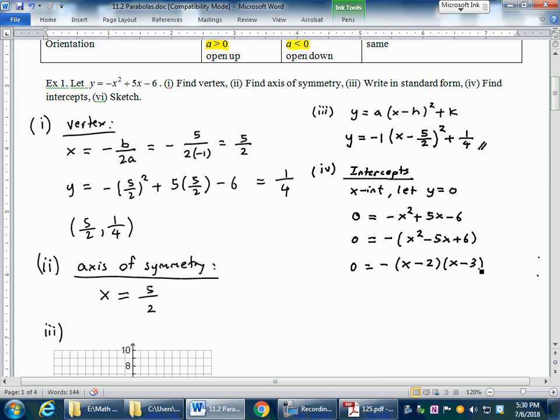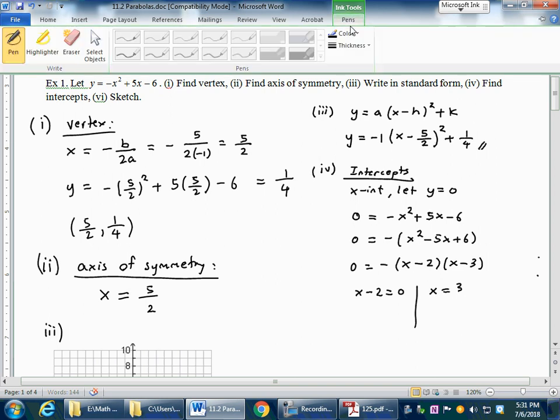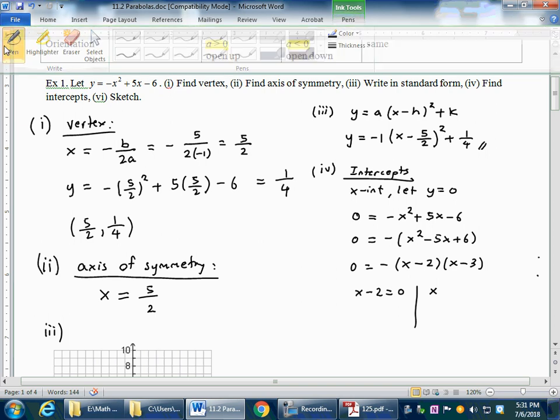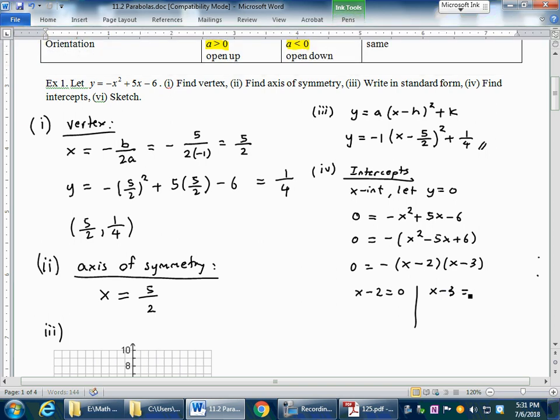According to the zero factor property, I can say that x minus 2 is equal to 0, and then x minus 3 is equal to 0, which gives me x is equal to 2 and then x is equal to 3. Don't forget we are looking for intercepts, so right away you want to write it in ordered pairs: 2, 0, and then the other one will be 3, 0. So we got two x-intercepts.